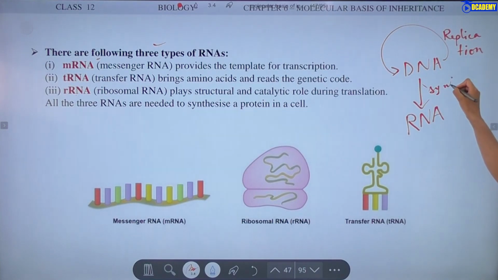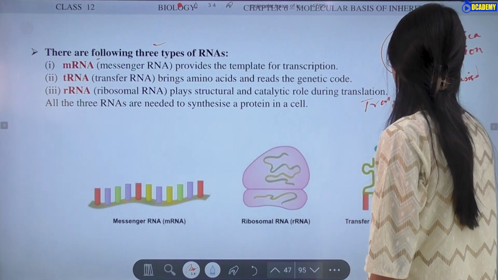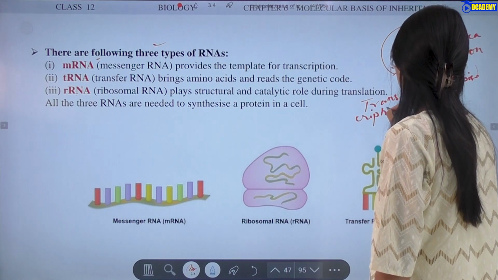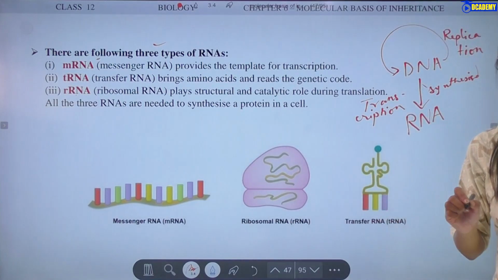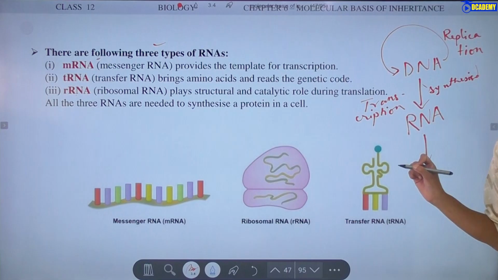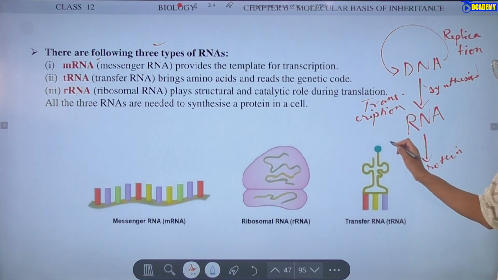This is known as transcription. Then RNA forms and synthesizes protein, which is known as translation.